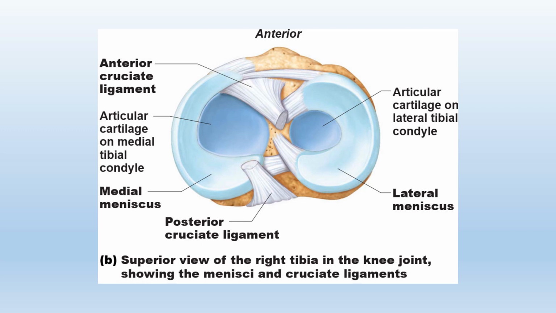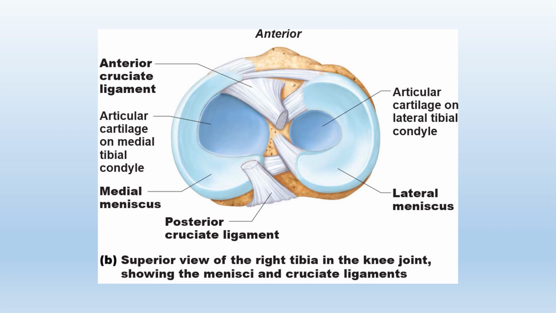On this slide now, we are looking at a superior view of the right tibia. The patella and the femur, as well as the fibula, have been removed. From this view, you are able to see those C-shaped rings of fibrocartilage, which are now known as the medial and lateral menisci.